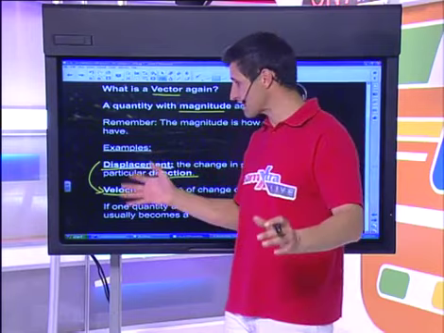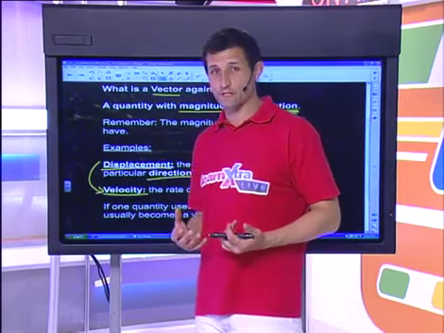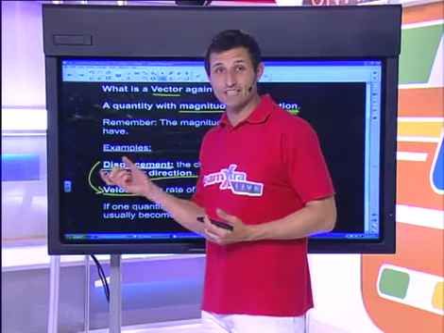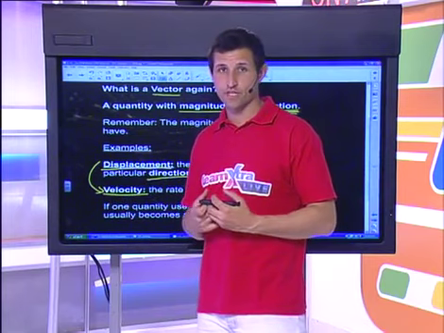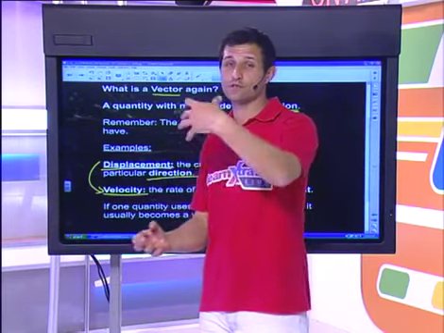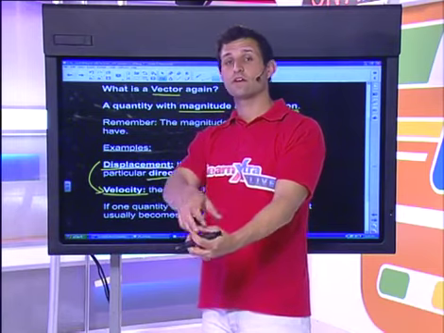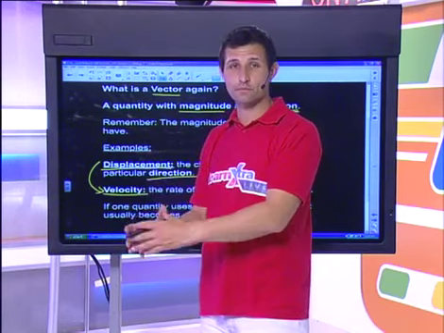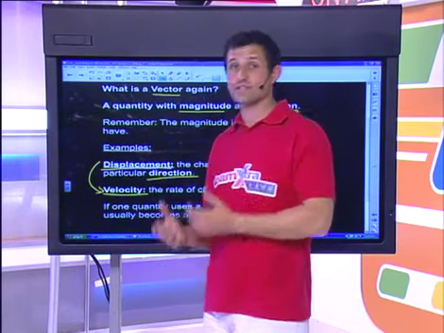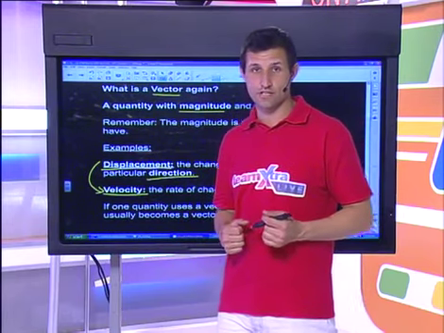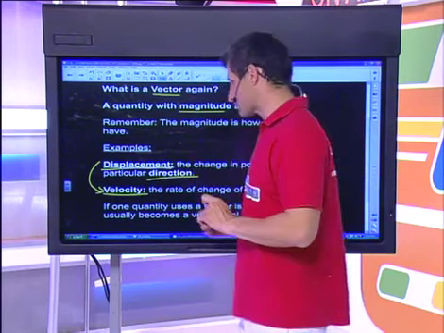So everyone's okay with that? I've got displacement, it's a vector. Now velocity uses displacement. If one quantity uses another that is a vector, the second one also becomes a vector itself. So velocity has also got a direction attached to it. And that's one of the major differences.